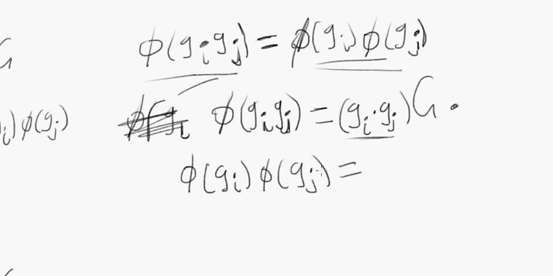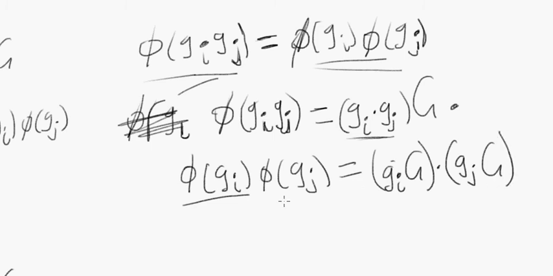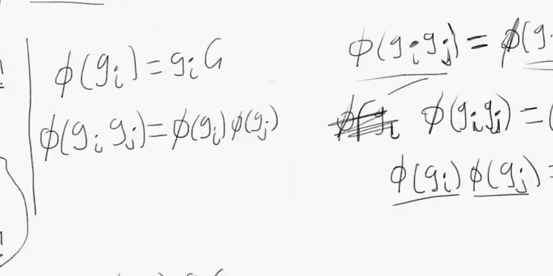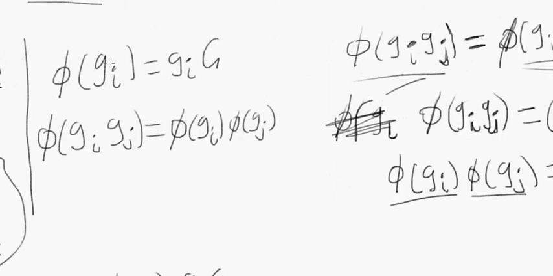Well, from again the same idea, this part here would give us gi times g multiplied by gj times g. Right? This part would just give us gj multiplied by g. Remember again the definition of the function is that it takes in an element and gives you that element multiplied by the big G. Okay.